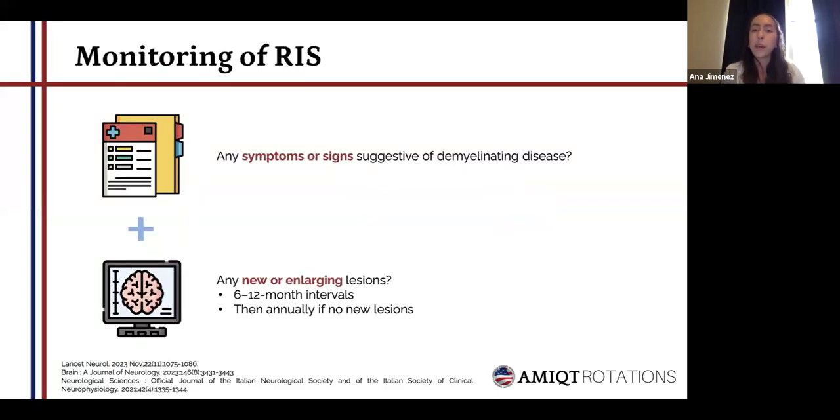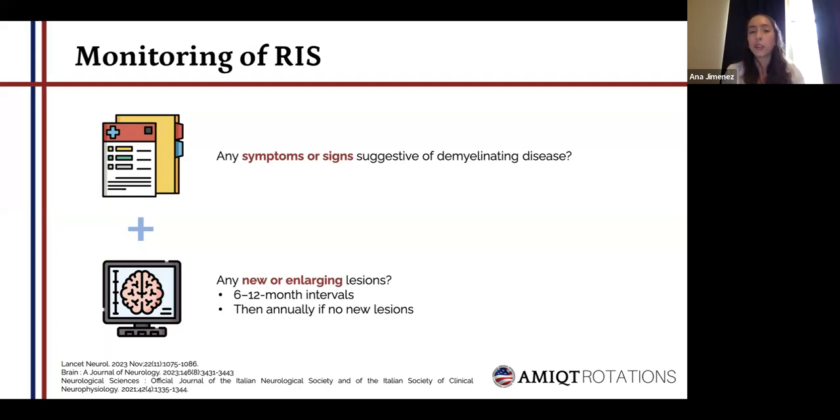The monitoring of these patients must be done with clinical and radiological tools. So the clinical follow-up is the same as the evaluation. You must evaluate the patient for signs or symptoms suggestive of a clinical demyelinating attack. And the radiological monitoring is a brain and spinal cord MRI that has to be repeated every 6 to 12 months. But if he is stable or doesn't have new lesions, then they can be done every year.